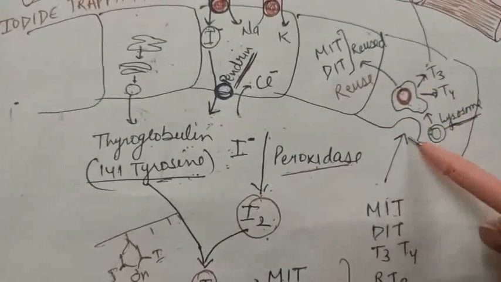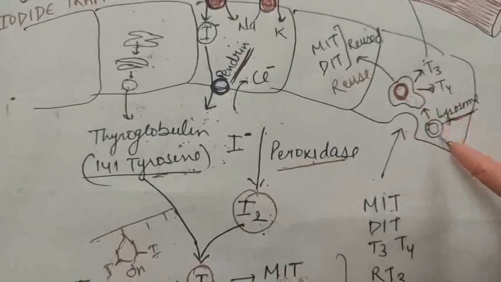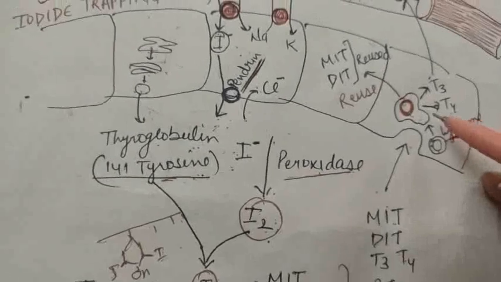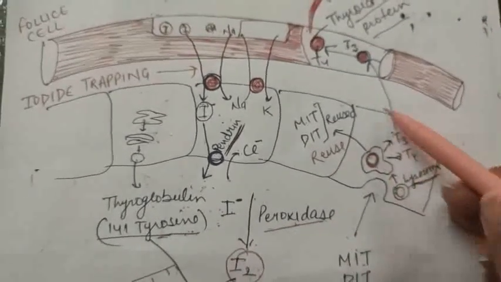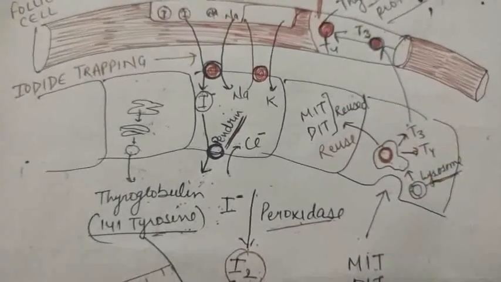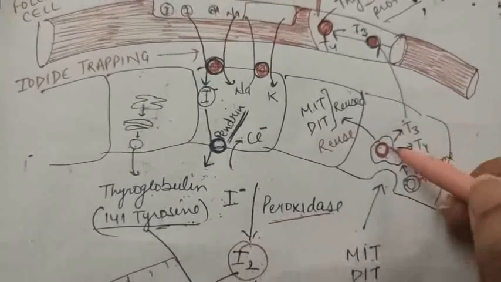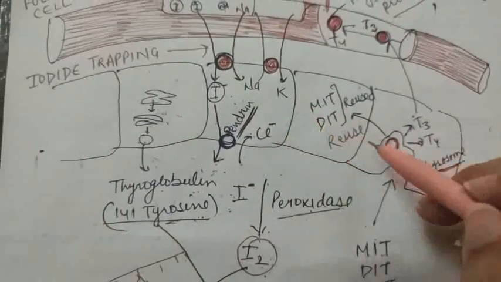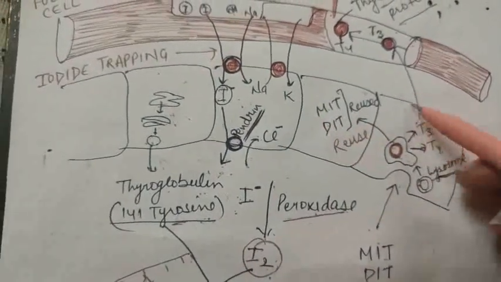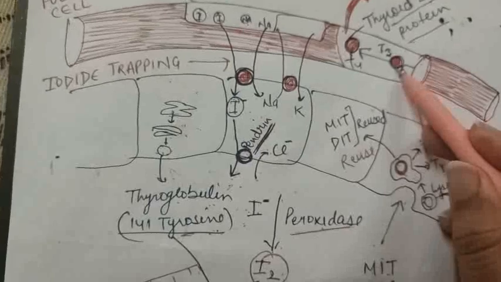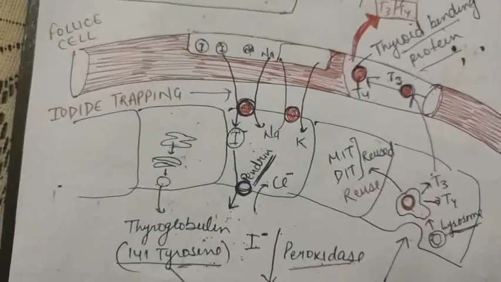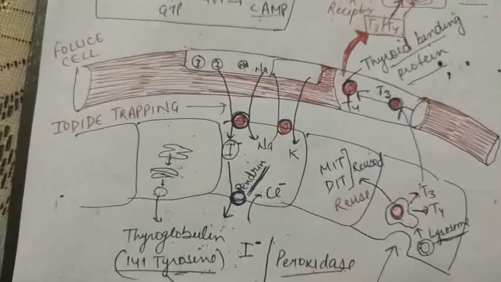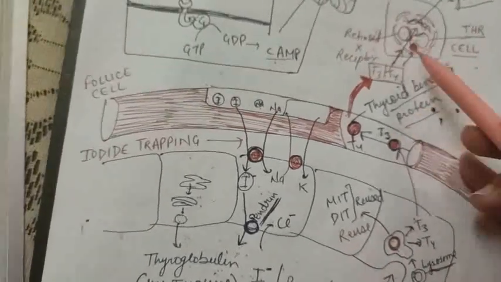So they basically pack up in a vesicle, combine with the lysosome and become endosome. From here, the hormones are released into the colloid, the follicle cell here, and the rest residue MIT, DIT are reused. Now the hormones are released here and they go to the circulation. In circulation, they bind to thyroid binding hormone proteins, and they go to the target organ.